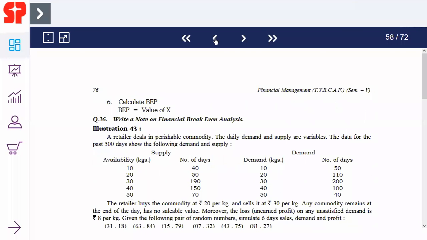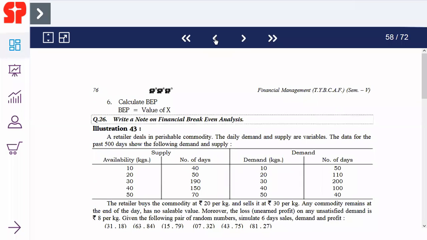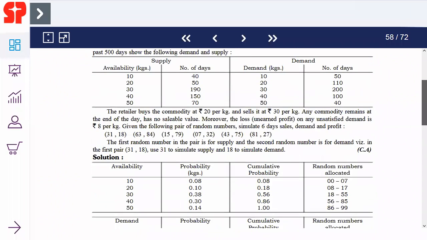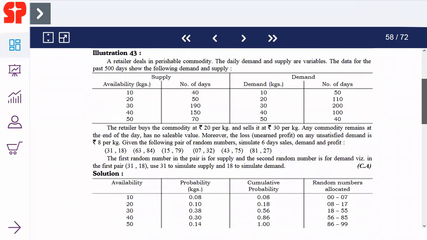So let us understand how a simulation problem works. To solve a simulation problem, it is a lengthy question. Normally, simulation problems should come for 15 marks, because after solving, you will understand why. There are various steps involved in arriving at a decision. So let us understand with this illustration on simulation.